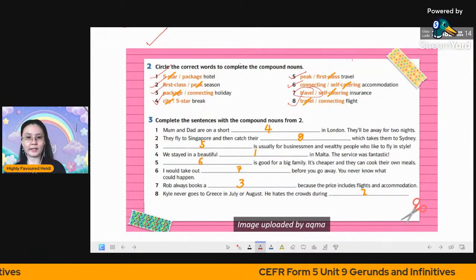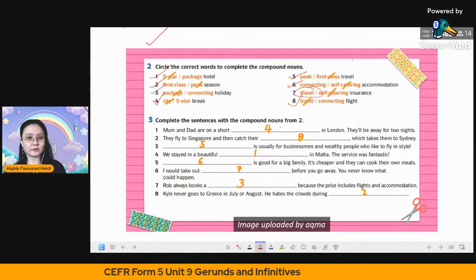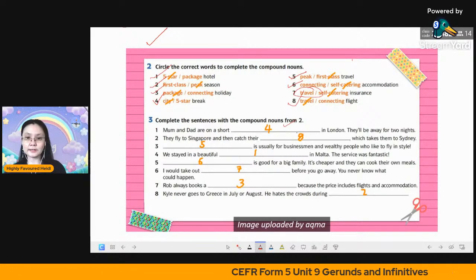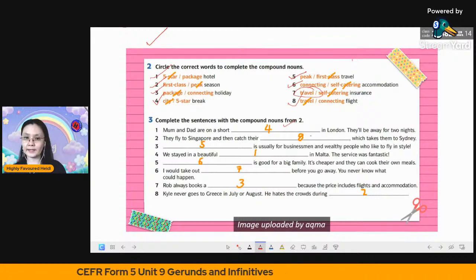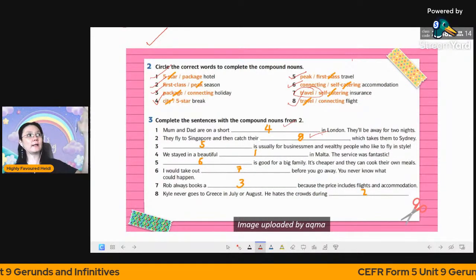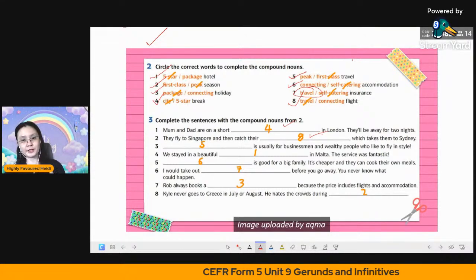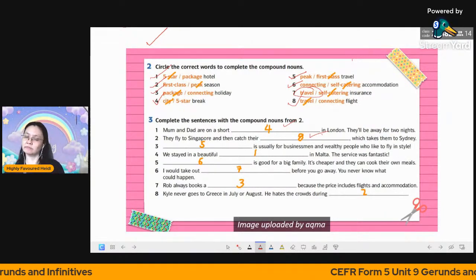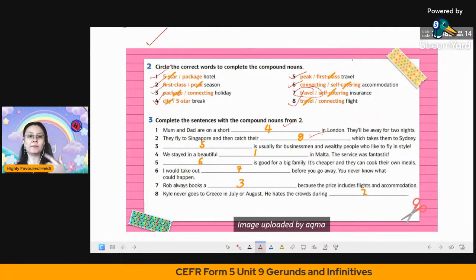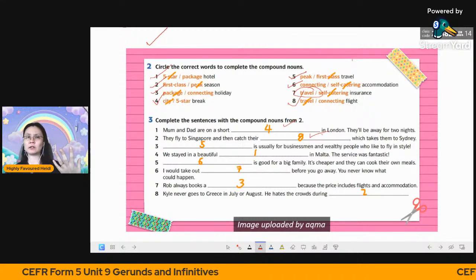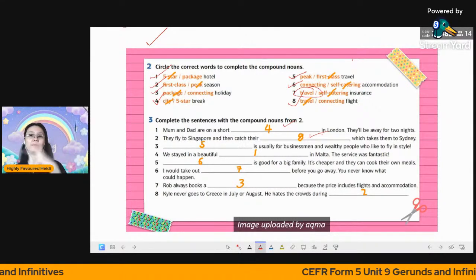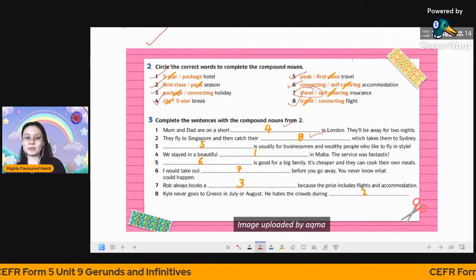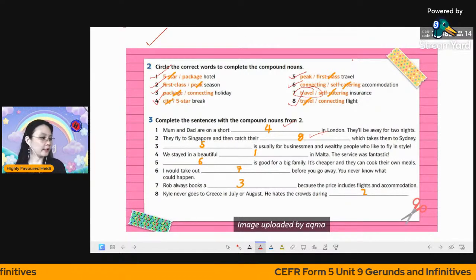Okay, mom and dad are on a short, number 4, short city break. Yes, correct. The flight to Singapore and they catch their number 8 connecting flight. Yes, connecting flight. Let's say you're going to Bario, so Miri will stop at Marudi. So you need to catch the connecting flight, Marudi to Bario. If the Miri to Marudi flight is delayed, then you won't be able to catch the flight to Bario. Because our flight to the interior is not all the time. Maybe once a week, or maybe twice a week. So if you have missed that flight, most probably you have to wait another few more days or the next week in order to fly to the interior. I think you are familiar with this.